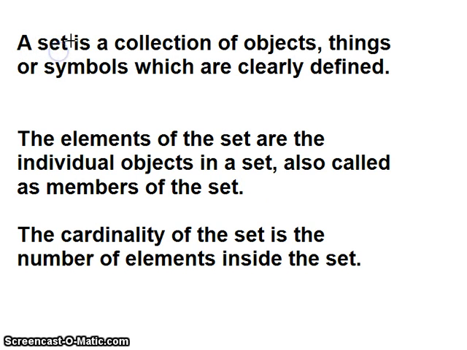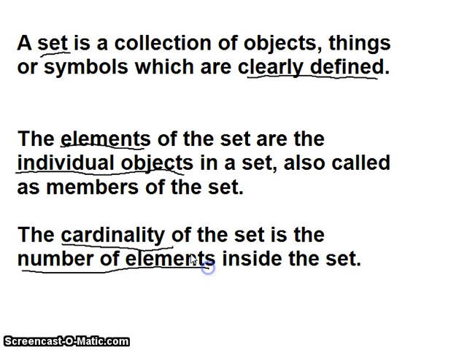A set is a collection of objects, things or symbols, which are clearly defined. The elements of the set are the individual objects in a set, also called members of the set. The cardinality of the set is the number of elements inside the set.